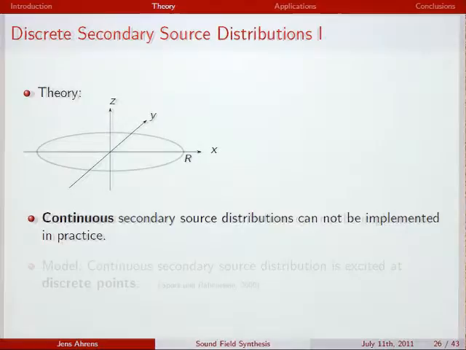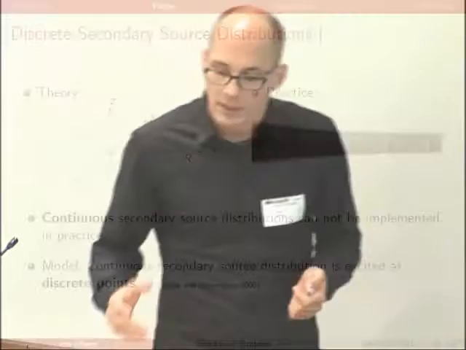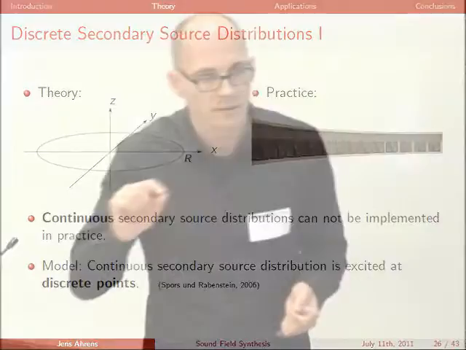So far, so good. The problem is just that in theory, okay, we have such continuous distributions, but in practice, we have something like this, a discrete setup of a finite number of secondary sources. So in order to mathematically grasp the impact of this spatial discretization, we do not assume a discrete secondary source distribution, but we assume a continuous distribution that is excited at discrete points. Because then all the mathematical relationships we have established between the different quantities stay valid.